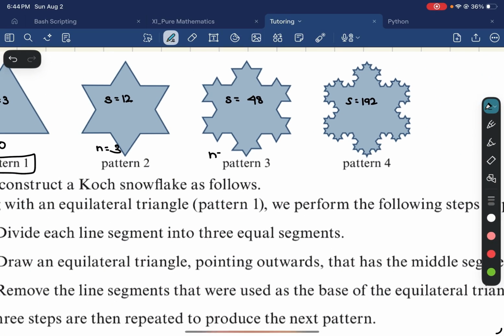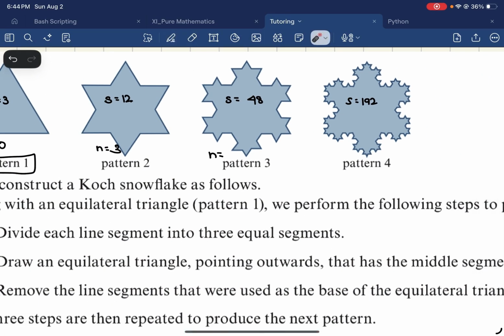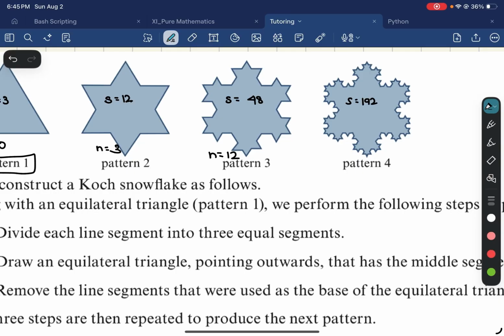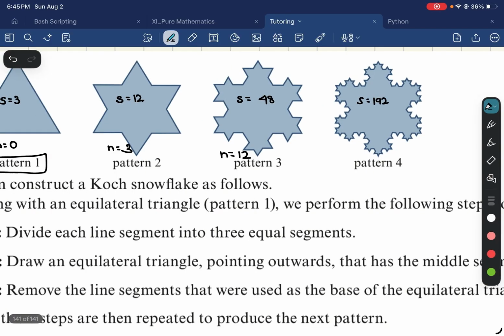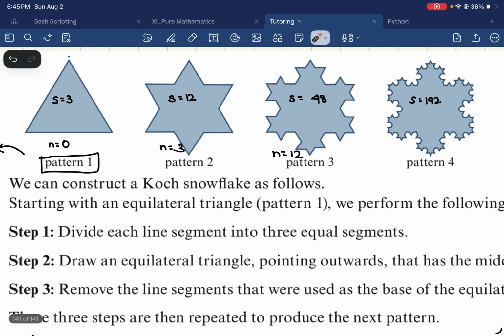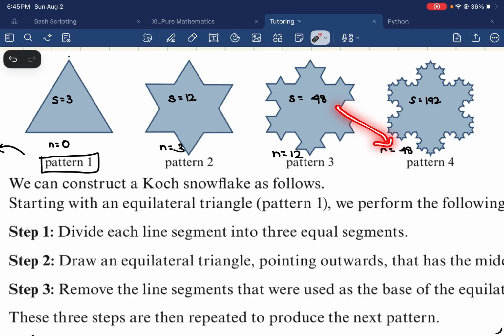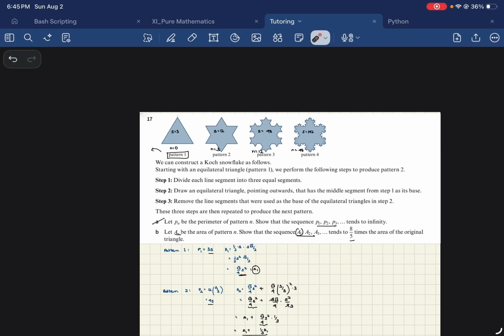All right. For this one, how many new triangles do we have compared to the previous one? The previous one looks something like this. So how many new triangles do we have? 1, 2, 3, 4, 5, 6, 7, 8, 9, 10, 11, 12. So we have 12 new triangles. And now, if you realize, this follows the same pattern: S3, N3, S12, N12. So for pattern 4, N is going to be 48. You are going to have 48 new triangles compared to the previous one.